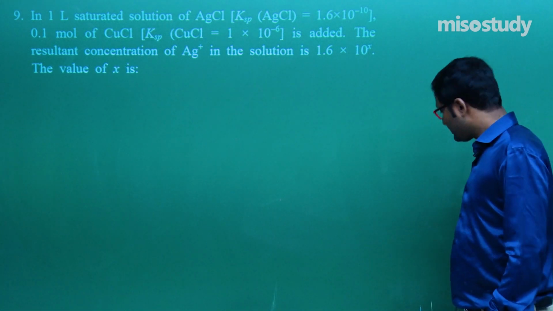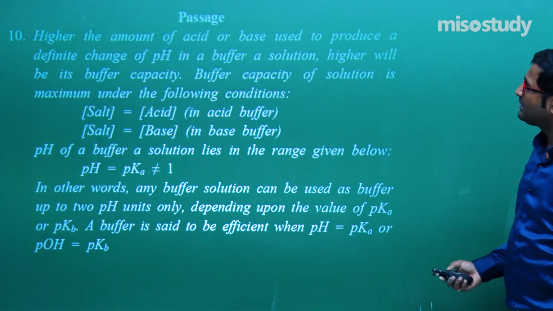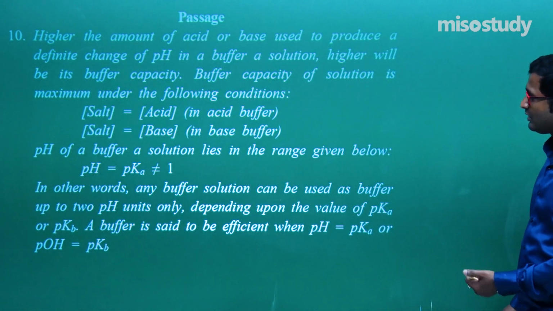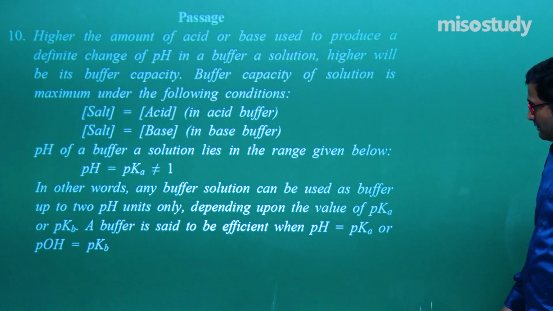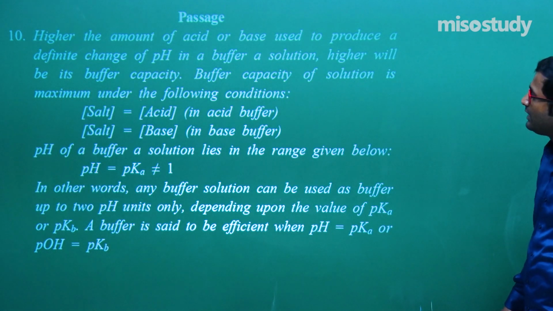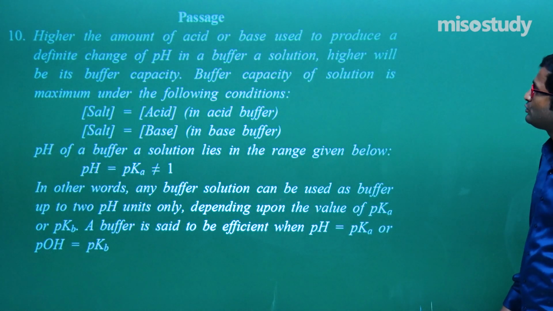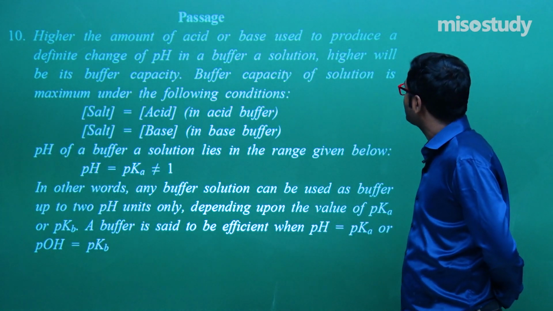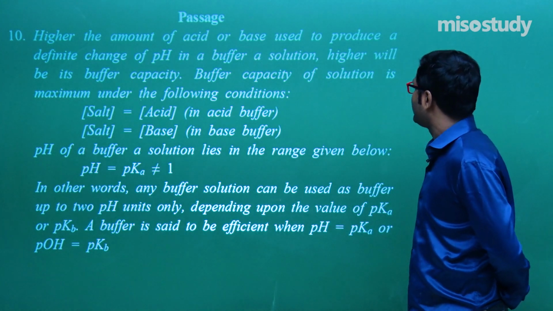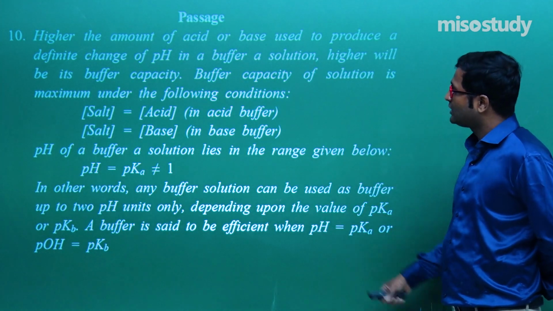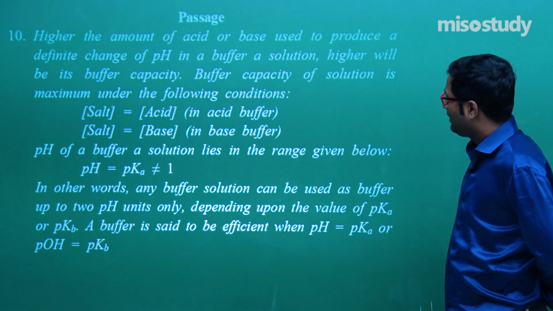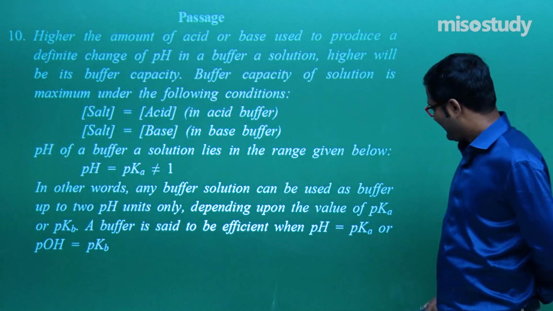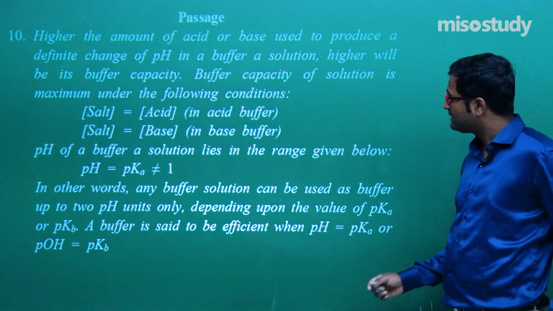The next question, check it out. This is a passage type question. Read the passage. This is a general type question talking about the buffer solution. The higher the amount of acid or base used to produce a definite change of pH in a buffer solution, the higher will be its buffer capacity. Buffer capacity of a solution is maximum when the concentration of salt is equal to acid in an acidic buffer, and salt equal to base in a basic buffer.